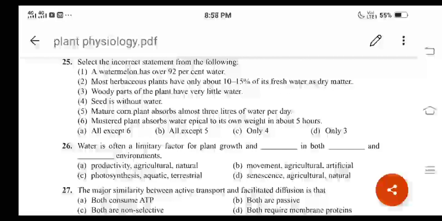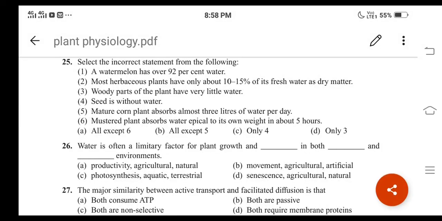One is a watermelon has over 92% of water. This is correct only. Then second one, most herbaceous plants have only about 10 to 15% of its fresh weight as dry matter. This is correct only. Then third one, woody parts of the plant have very little water. This is also correct. Okay, then fourth one is the seed. Seed is without water.